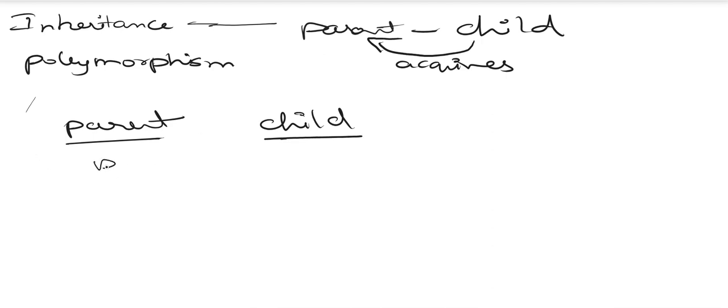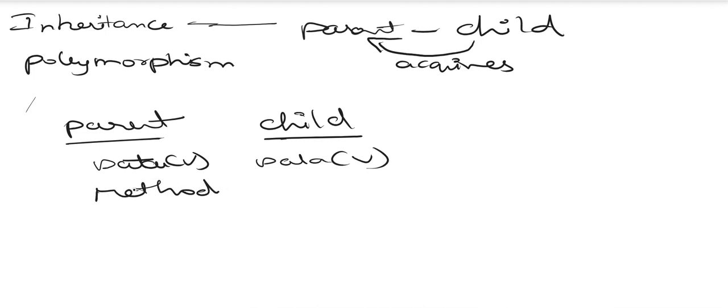This contains data, nothing but a variable, so it can be represented as v variable. This also contains a v variable, and this contains methods. So each class has both data and methods. This also has methods. So what is the use of inheritance? Let's create an object for the child.